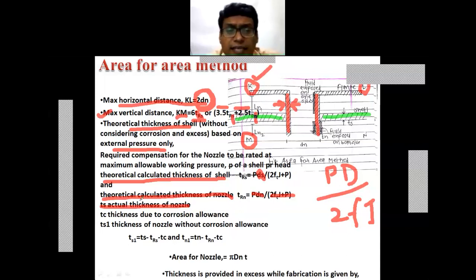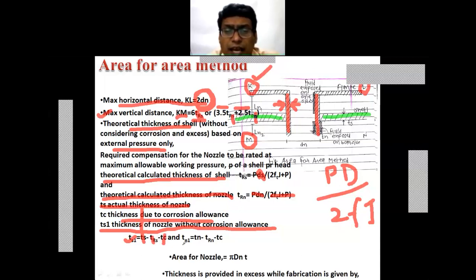Then Tc is the thickness of the corrosion allowance. Ts1 is the thickness of a nozzle without corrosion allowance, which is equal to the Ts, the actual thickness of a nozzle, minus the theoretical thickness of a nozzle, minus the corrosion allowance Tc.